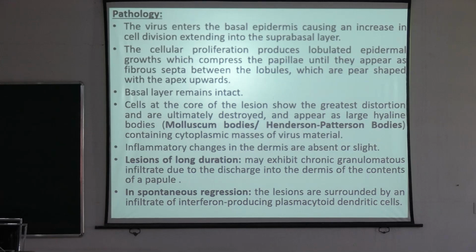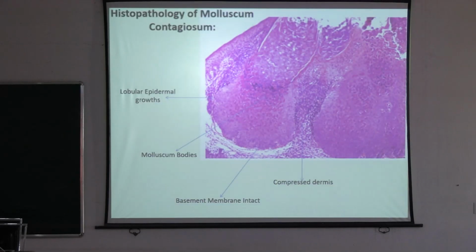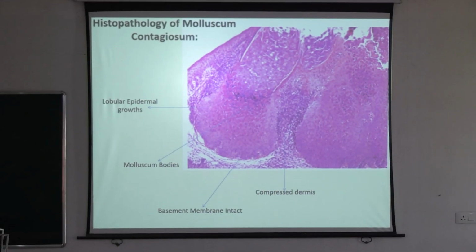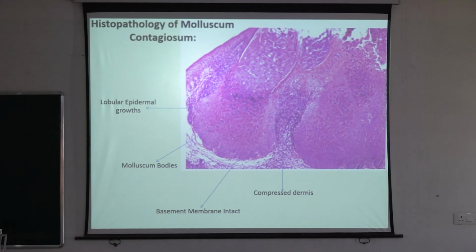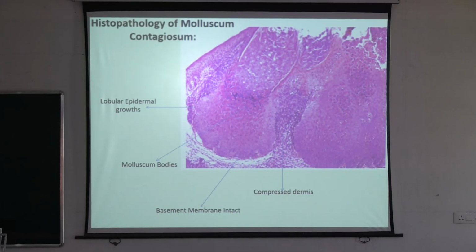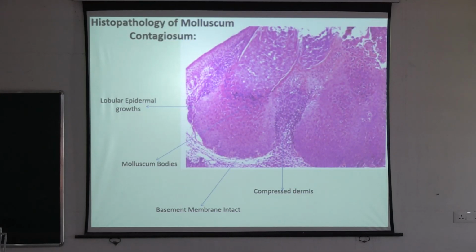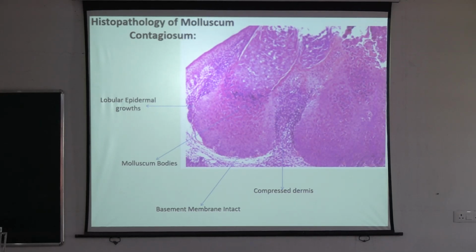Spontaneous regression can occur if the immunity increases, so it can heal by itself. This picture is very common, you will get it in your MCQs. They will give you the picture and they will give you MCQs. Which infection? You can see molluscum bodies, this type of picture, lobulated epidermal growths, and you see the basement membrane is intact. This is a very common picture you will get in NEET PG.